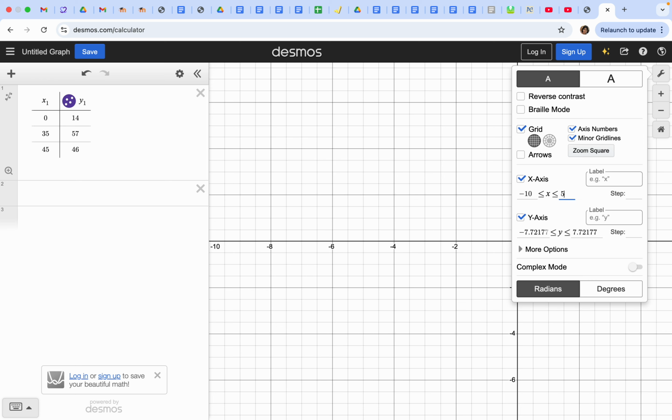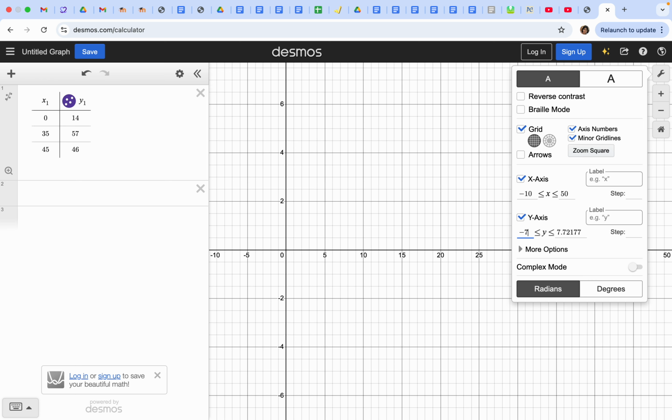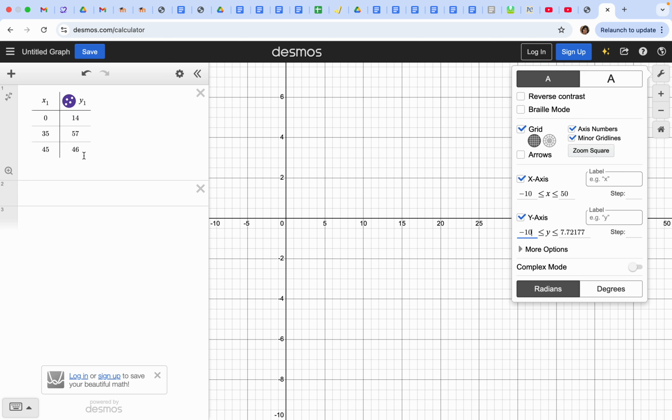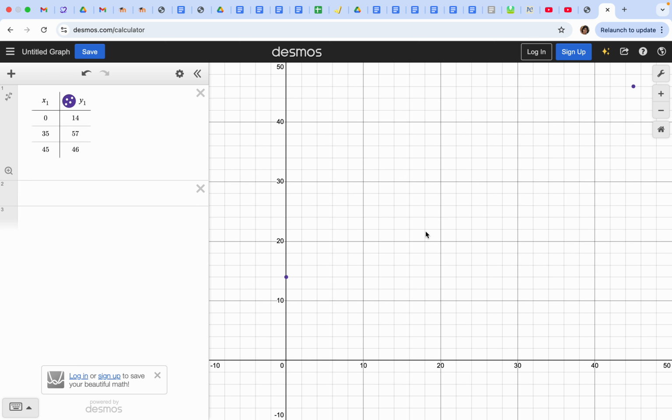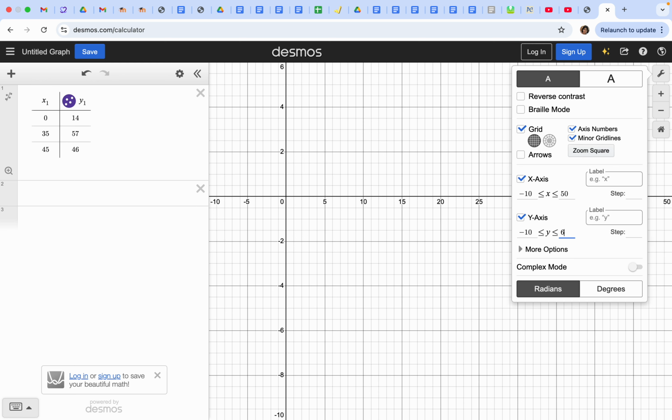So let's make x go past that a little bit to 50. And then y, let's say -10, it goes up to 46. So we can also say 50. And then we can see these points. Oh, we need a little bit higher on y. I didn't quite go high enough. Sorry, we need to go to 60.